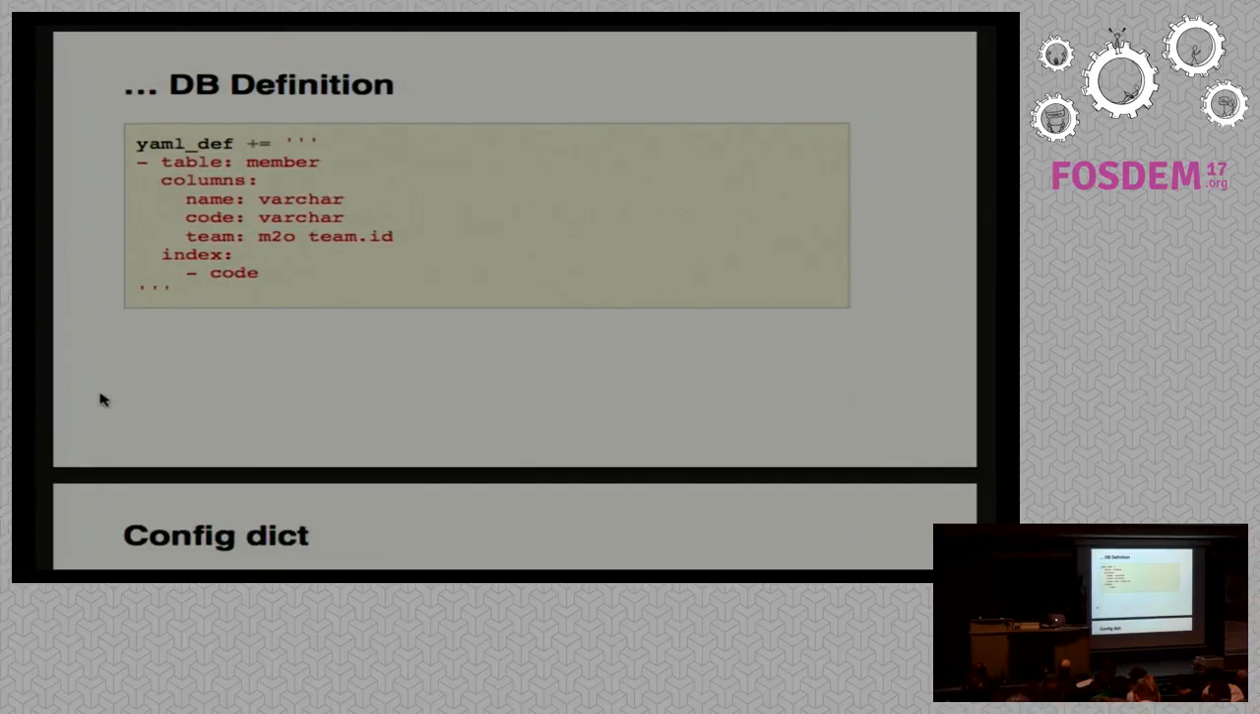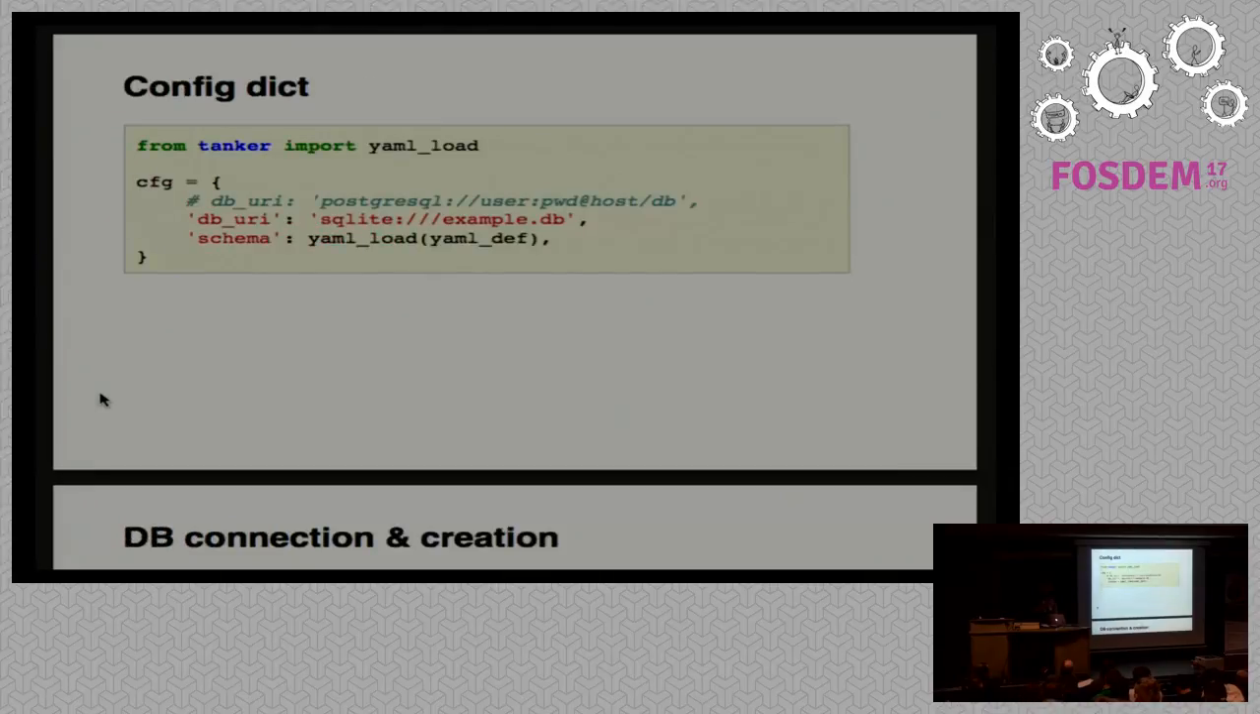And so all we have to do is define the member table, which contains the name of the member, the code of the member, and to which team this member is linked. And in this situation, we use the code itself as an index.